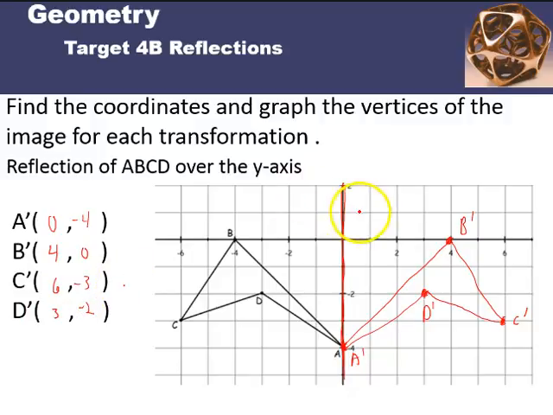And if you remember the rules, this point right here is negative 4, 0, and B prime is 4, 0. So remember, if I'm reflecting over the y-axis, the x value changes sign. So that's another way that you could do it. But I like to just count.